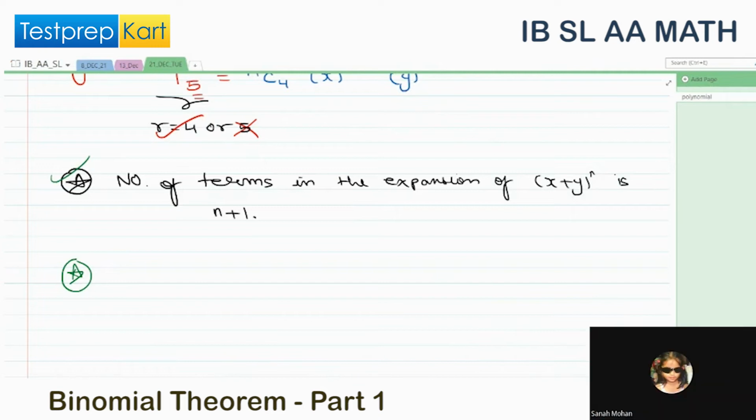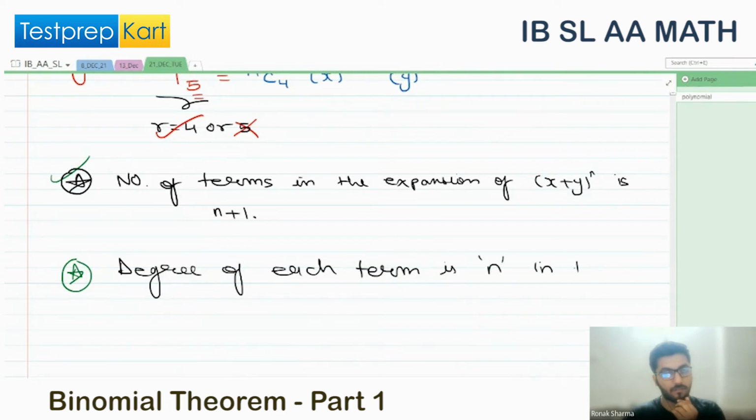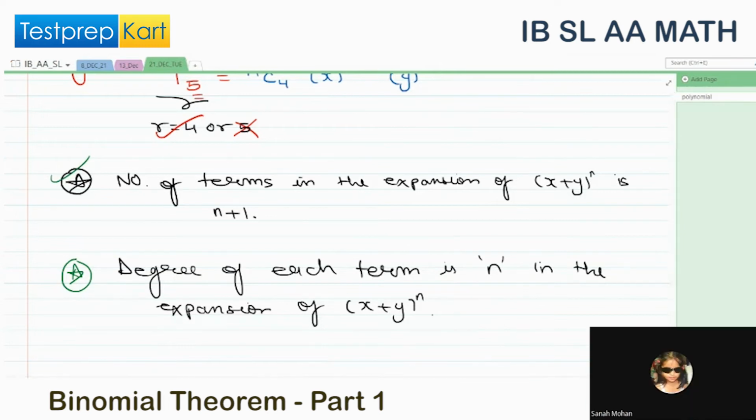Getting the point? The degree of each term is n in the expansion of (x plus y) power n. Got it? Okay.